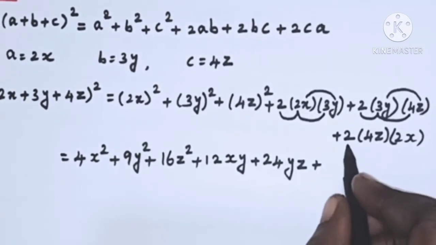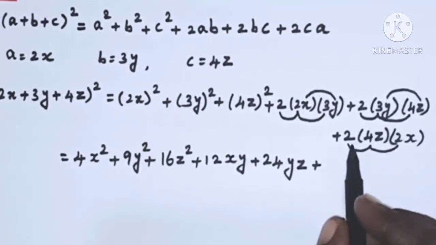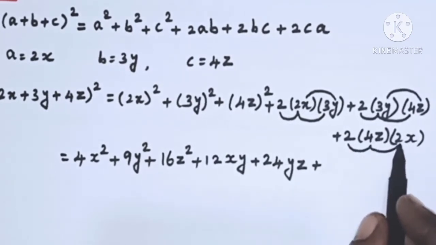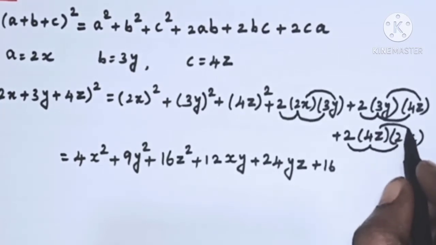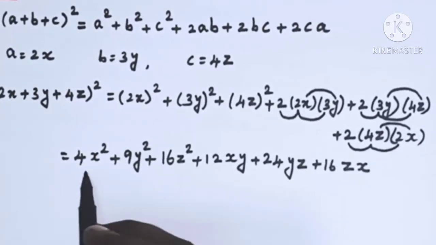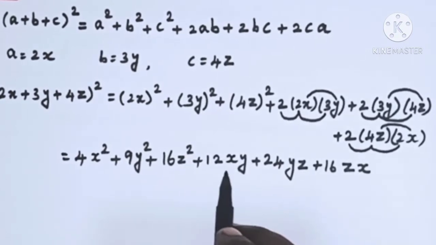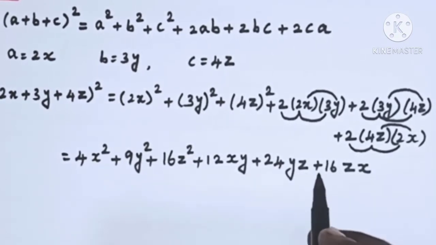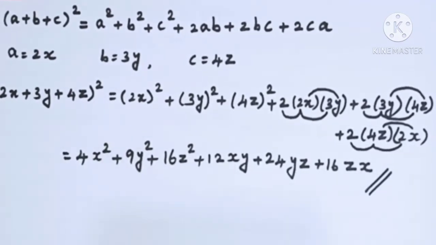Plus again here in this term we have to multiply the constant term first. 2 4s are 8, 8 2s are 16. Multiply the numbers first and then multiply the variable. Z into X is ZX. So 4x square plus 9y square plus 16z square plus 12xy plus 24yz plus 16zx is the answer for the first sum.